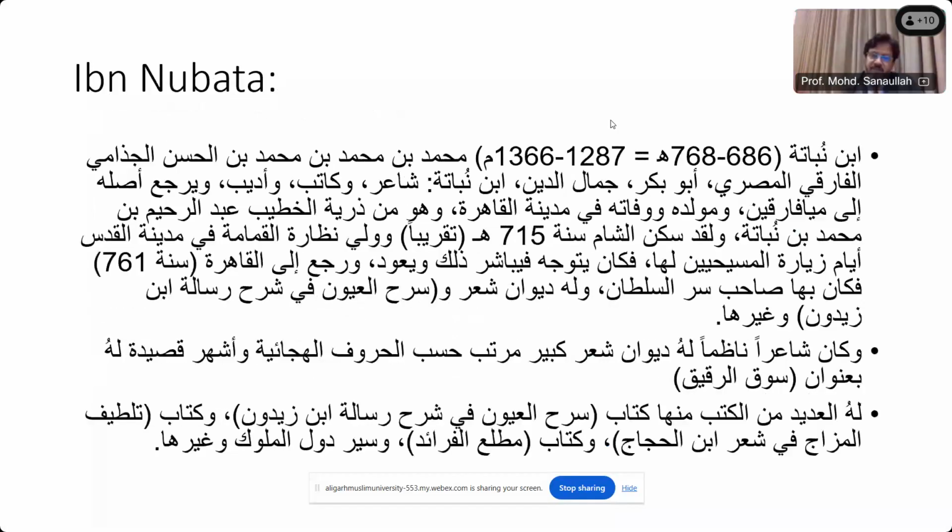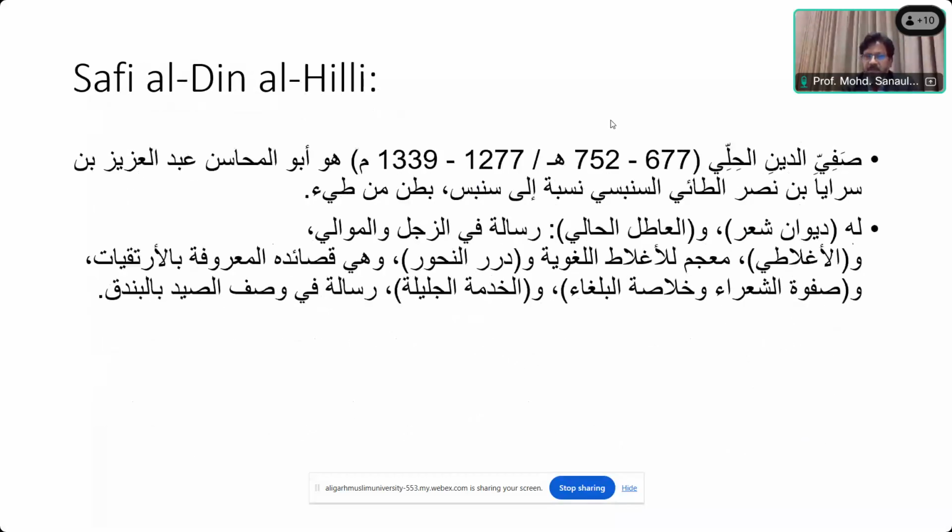Ibn Nabata is also known for his book Sarh al-Uyun fi Sharh Risalat Ibn Zaydun, alongside another book, Taltif al-Mizaj fi Shi'r Ibn al-Hajjaj, and another, Matla' al-Fara'id wa Siyar Duwal al-Muluk, etc. Safiuddin al-Hilli was a very noted poet.